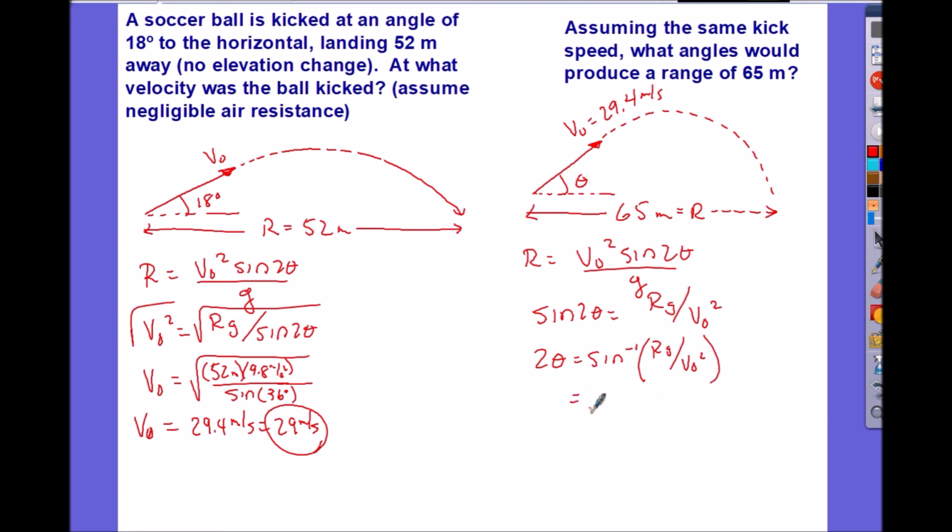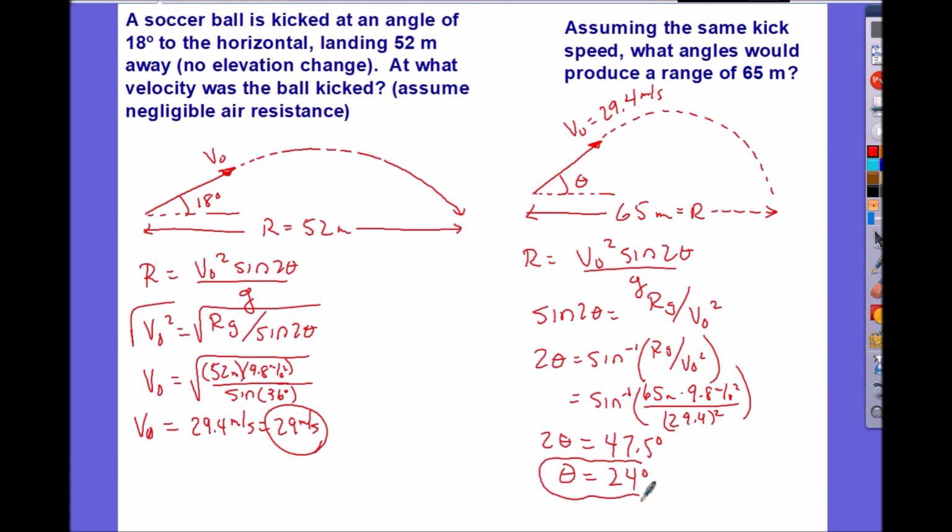And let's plug in some numbers here. The range for this problem now is 65 meters. We're going to multiply that by 9.8 meters per second squared, and then divide that by 29.4 squared. Take the inverse sine of that to get 2 theta, and I'm getting about 47.5 degrees. I'm interested in theta, so we divide by 2 to get that value, and that's about 23.7. Let's round that to 24 degrees.